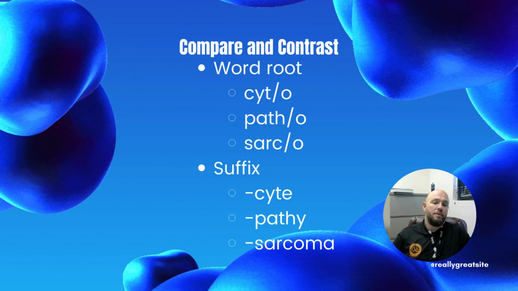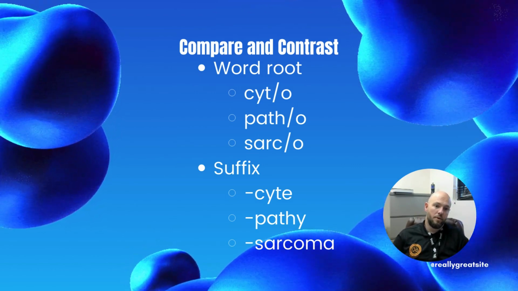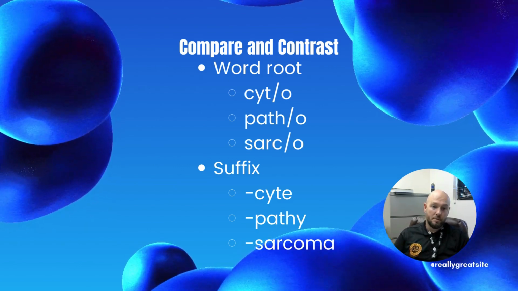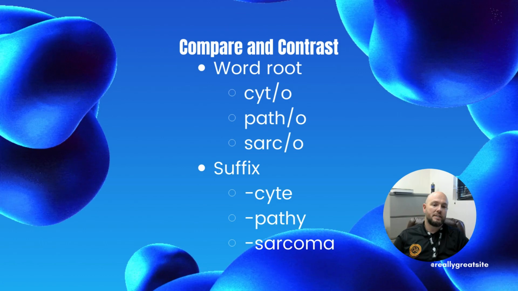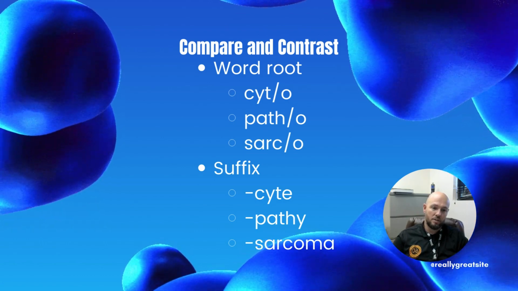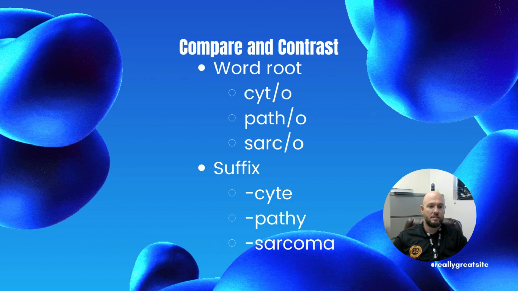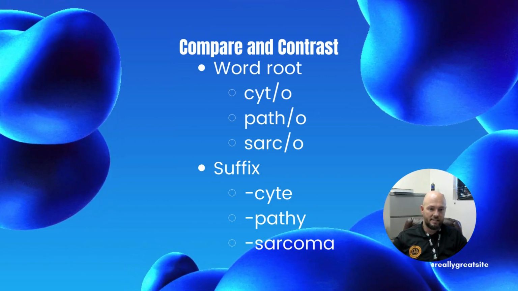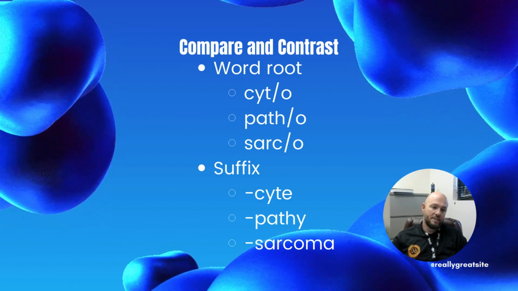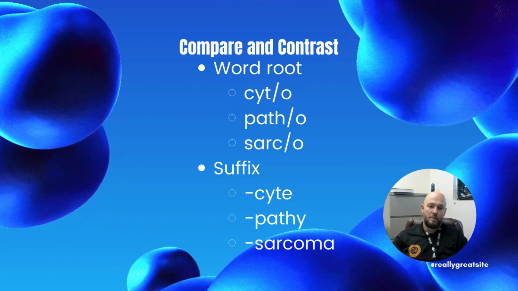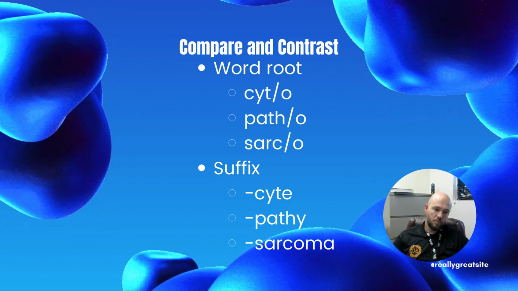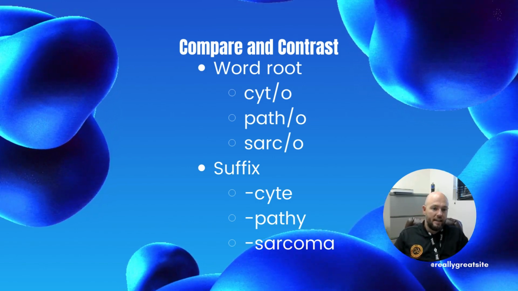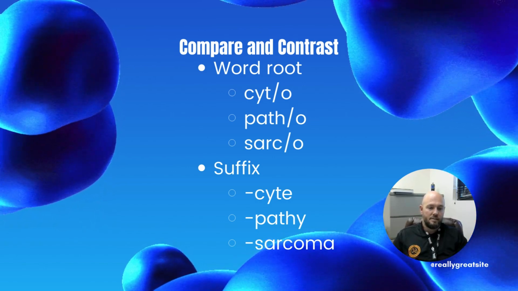Some of these terms are confusing. The word root might be used as a suffix. So here are some examples on the screen. You'll see the word root cyt or the combining form cyto. This refers to cell, right? We went over this. It can also be a suffix. You'll see below where it says cyte, C-Y-T-E. This is still referring to the cell, but it would be like at the end of a term. But there is some confusion because the word root cyt is in there forming this suffix.